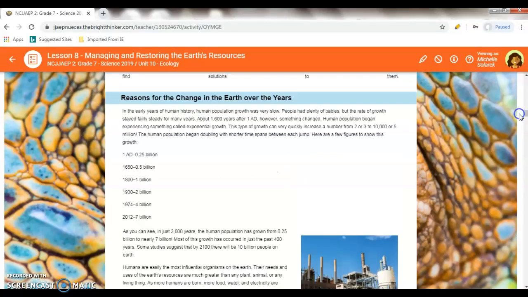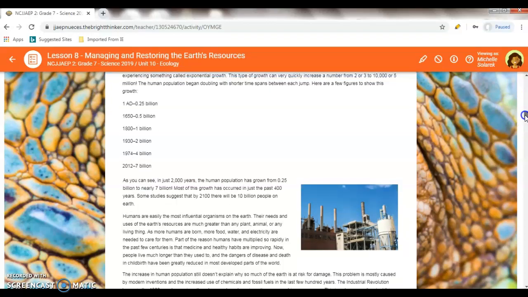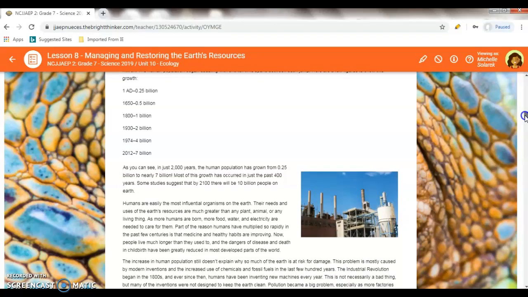Reasons for change on the Earth over the years: well, population growth was slow back then. People were having plenty of babies, but the rate of growth was steady. Medicine and different types of treatment were not available at that time, shortening the lifespan of many generations. With that change, we see that in 2000 years, the human population has grown from 0.25 billion to 7 billion. This is growth that has mostly occurred in the past 400 years, and it is suggested that by 2100 there would be 10 billion people on Earth. That's a lot of people on Earth, and humans are the most influential organism on Earth. Their needs and uses of Earth's resources are much greater than any plant, animal, or any living thing.